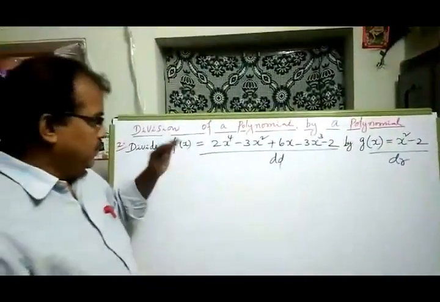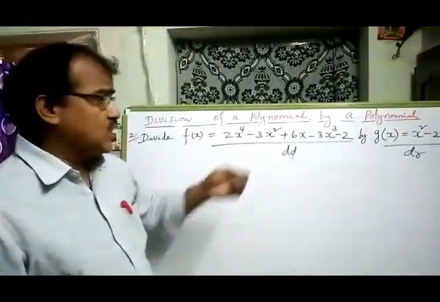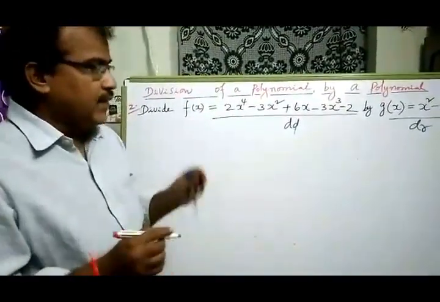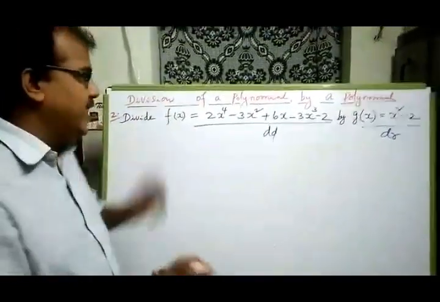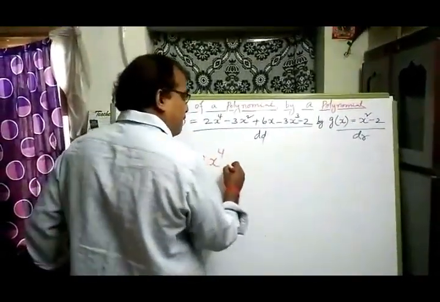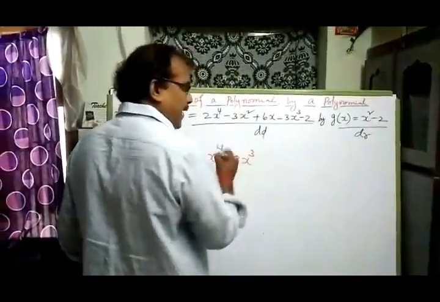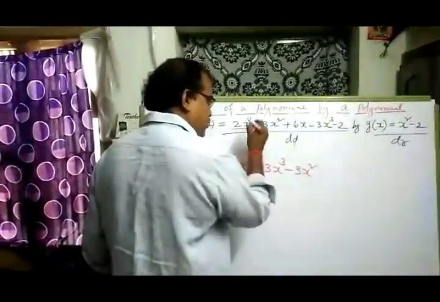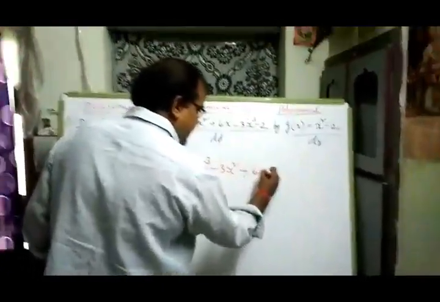Now we are going to do this division. Dividend is 2x to the power of 4 minus 3x square plus 6x minus 3x cube minus 2. First of all, the first important step is to check whether it is in standard form or not. Yes, it is not in standard form. Now you write in standard form: 2x to the power of 4 minus 3x cube minus 3x square plus 6x minus 2.